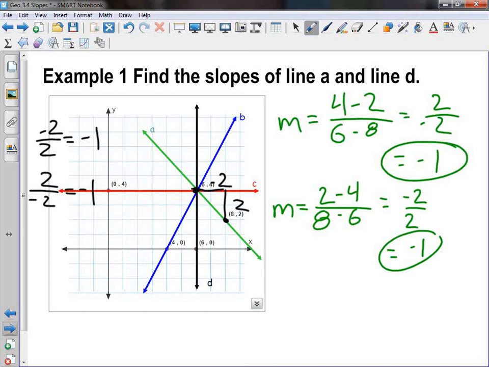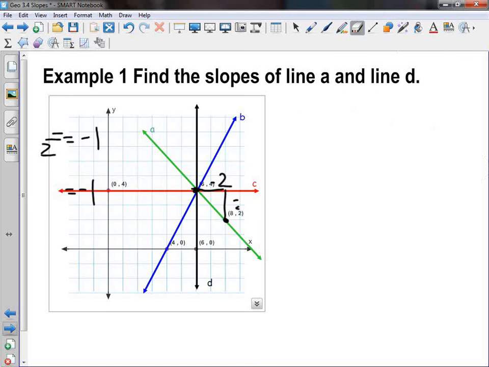So all 4 of those ways got us the same answer. Key is you just have to be consistent, all right? All right, so that was line A, right? Well, that didn't work. Let's try that. There we go. Okay. All right, now we need to do line D, right, which is the black one.